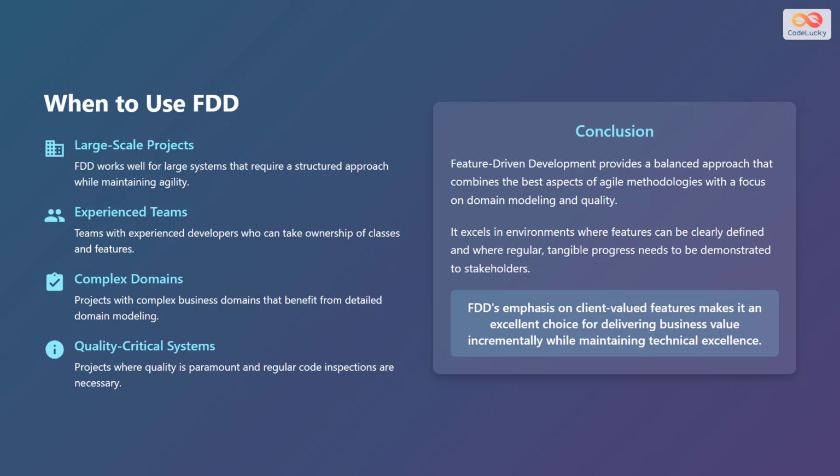Third, complex domains. Projects with complex business domains benefit from detailed domain modeling. Fourth, quality-critical systems. FDD is well suited for projects where quality is paramount and regular code inspections are necessary.